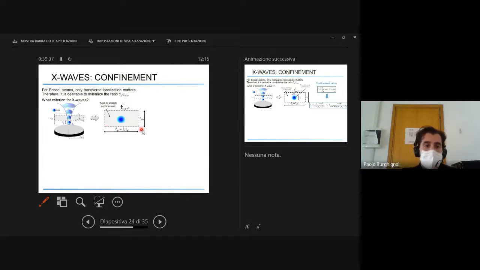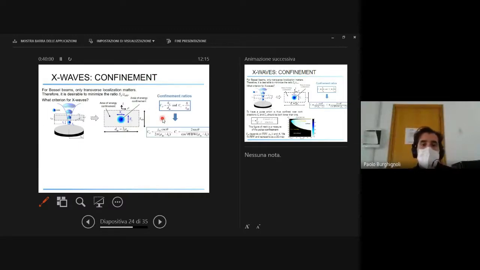But what about the longitudinal axis? Well, the most common way to define a figure of merit on the longitudinal axis is to compare the longitudinal spot size with respect to the non-diffractive range, because beyond the non-diffractive range, the pulse will no longer be confined.